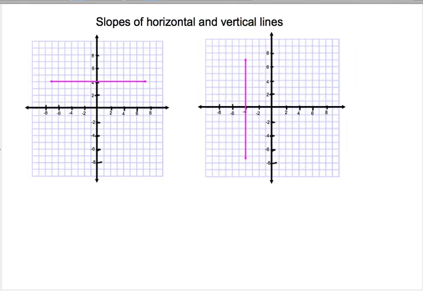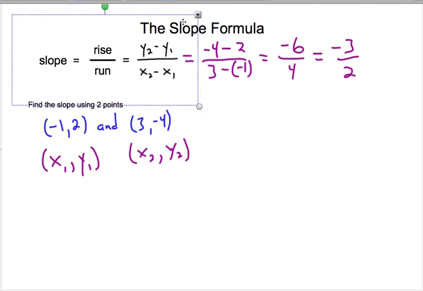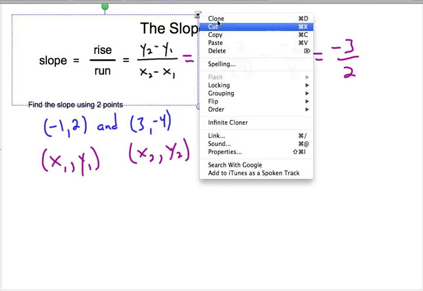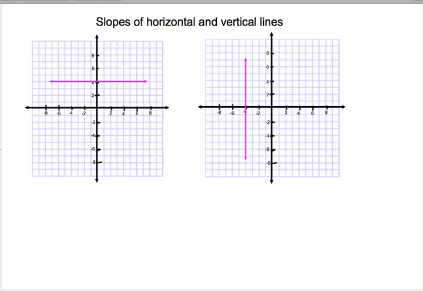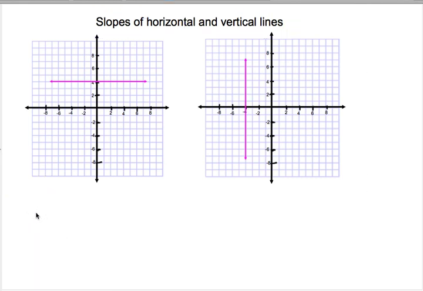The last thing that I'm going to talk about here is slopes of horizontal and vertical lines. Again, we can use the formula that we've been given here. So let me copy this. Alright, and let's paste the formula. There we go. So here's the formula, and we can use it to find the slope of a horizontal and a vertical line.